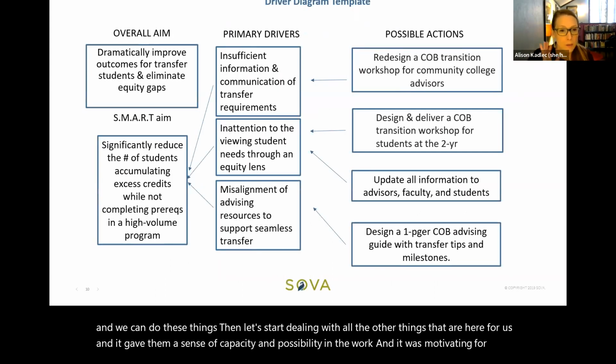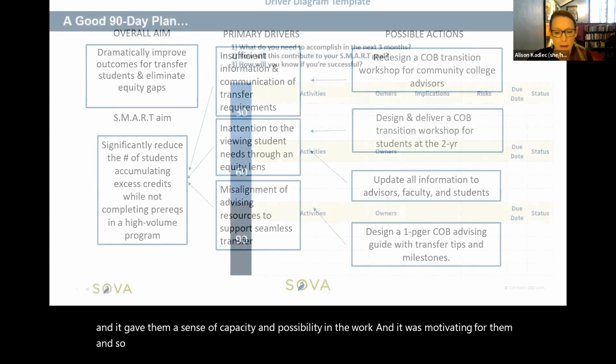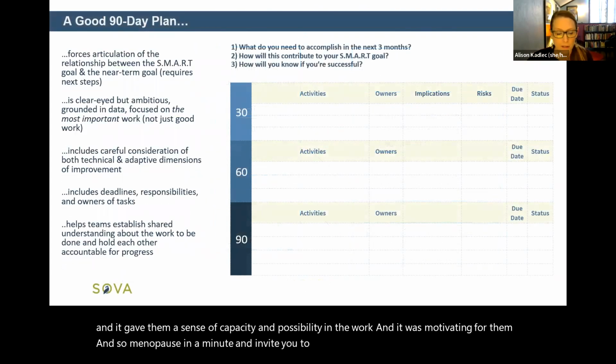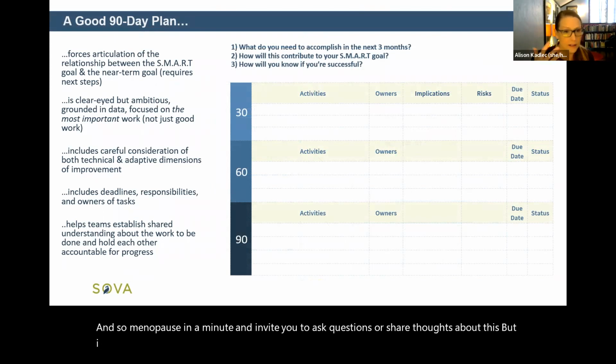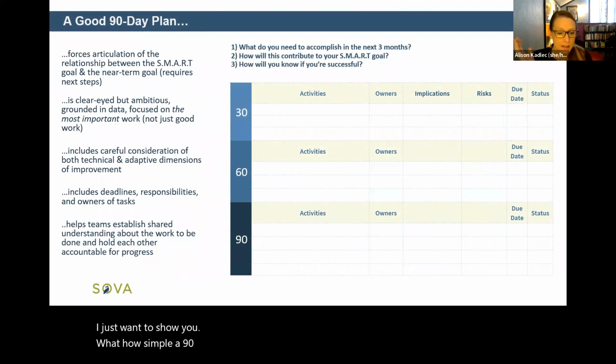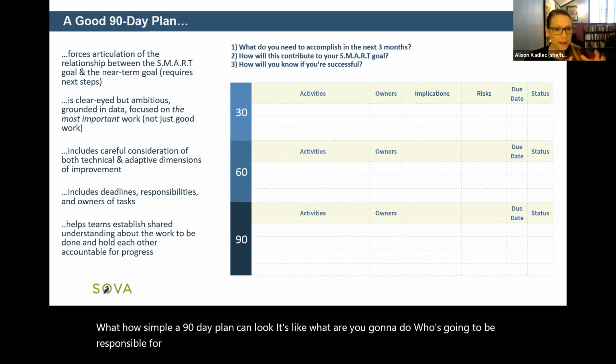And so I'm going to pause in a minute and invite you to ask questions or share thoughts about this, but I just want to show you how simple a 90-day plan can look. It's like, what are you going to do? Who's going to be responsible, not for getting it done, but for shepherding, owning the communication around, and shepherding that thing to completion, right?